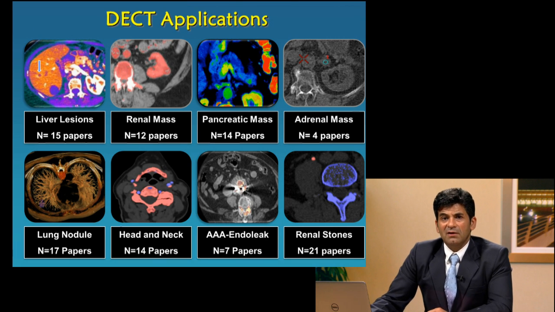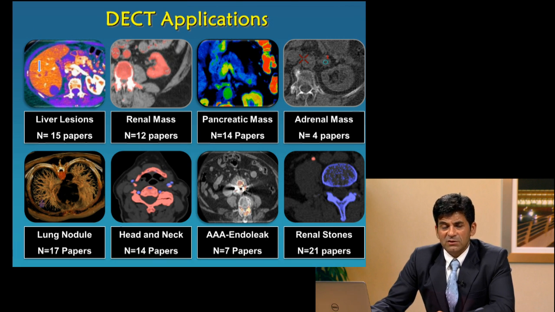There are various other applications, whether it is lesion characterization and detection in the liver, renal mass evaluation, pancreatic mass evaluation, adrenal lesion, vascular imaging in every body part, looking at endoleaks from abdominal aortic aneurysm and post-repair leaks, as well as for kidney stones. So there are a lot of clinical reports and research publications supporting the value of these offerings of dual energy CT.